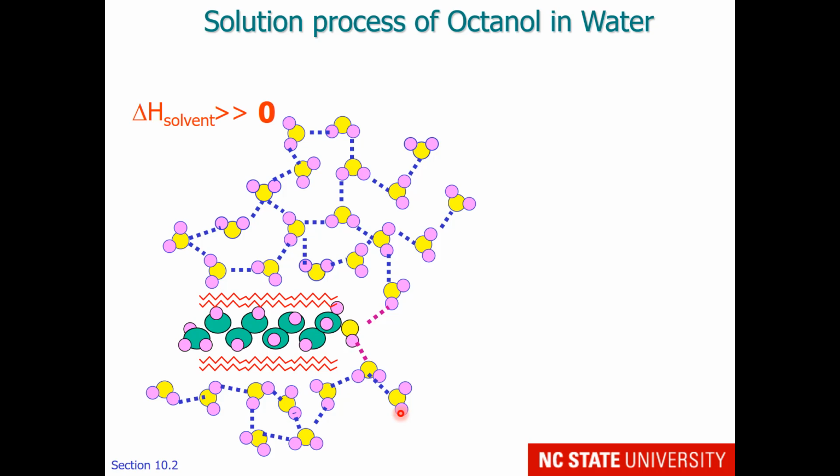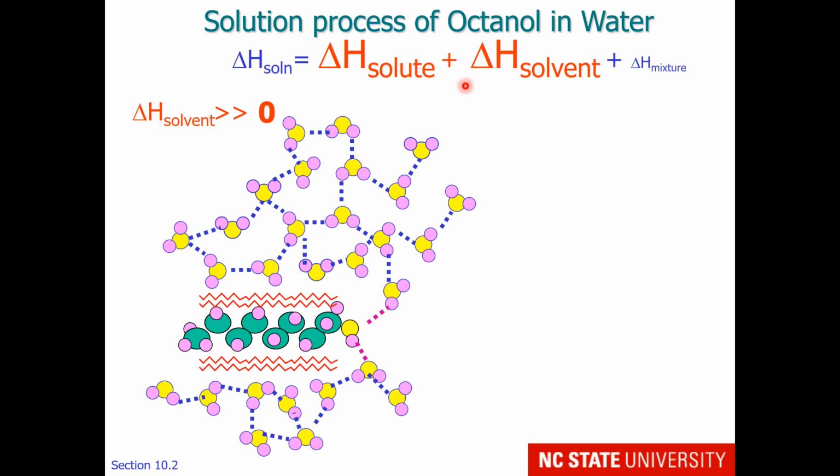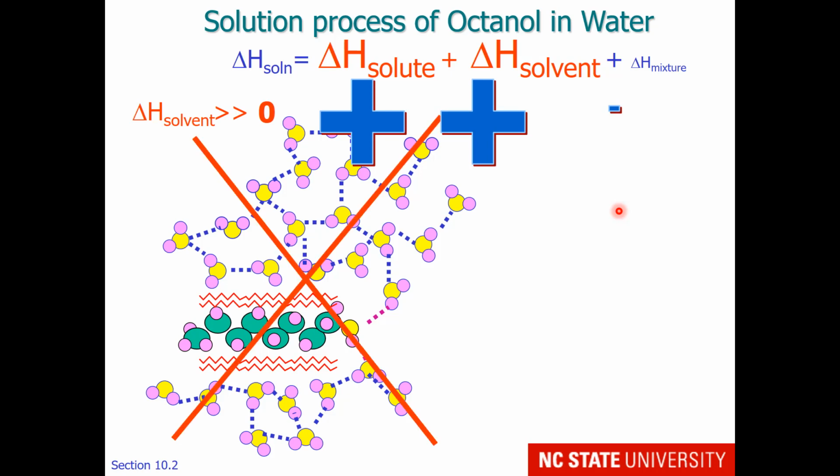So delta H solvent of this process is typically positive. This means that delta H solute and delta H solvent are positive and large, and delta H mixture, although negative, is very small. Delta G tends to follow delta H in this dissolution process. So if delta H solution is positive, delta G is typically positive. So this means a non-spontaneous process, meaning octanol will not dissolve in water.